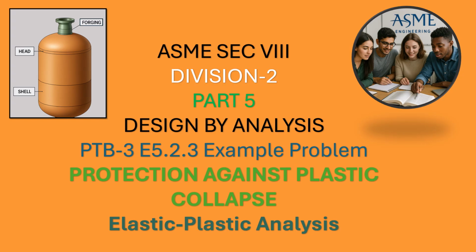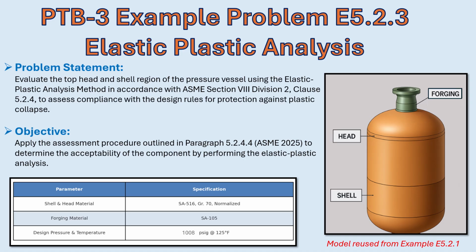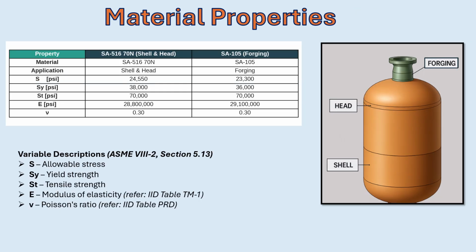Now for the final example, we will discuss the elastic plastic analysis method. Example 5.2.3. Our third example is PTB3 example 5.2.3, which uses the elastic plastic analysis method as per clause 5.2.4. The objective is to evaluate the pressure vessel and check compliance with the code's rules for plastic collapse. This is the most advanced and most accurate method because it uses the full true stress and strain curves for the materials. Material properties are the same as before.